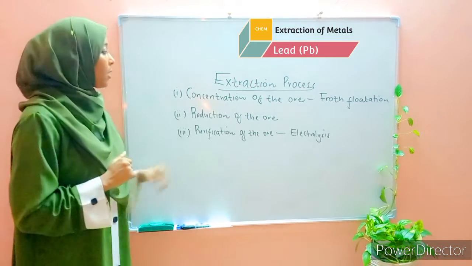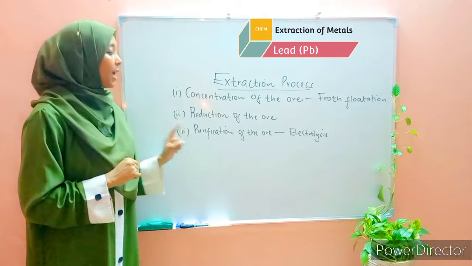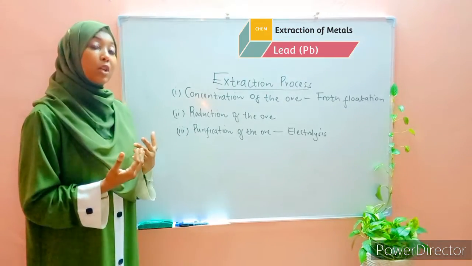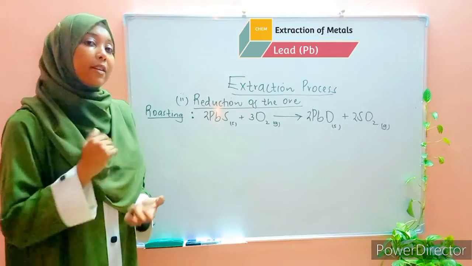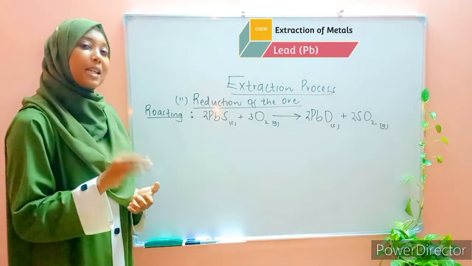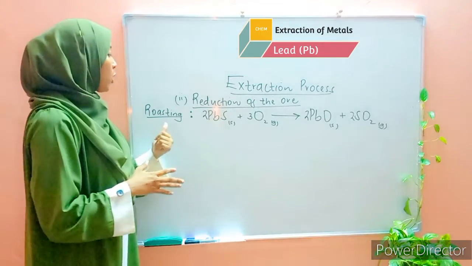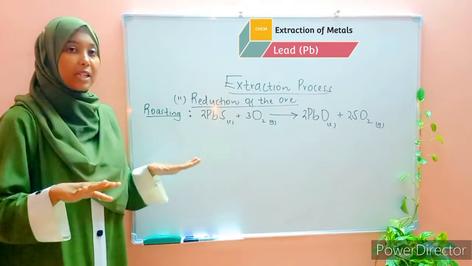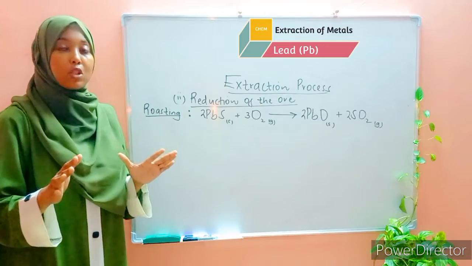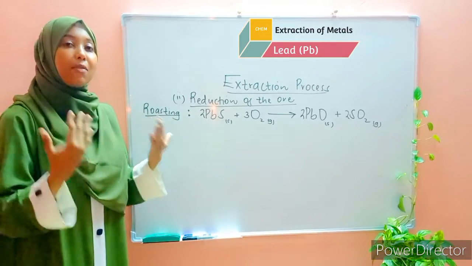For the next step, reduction of the ore, and the last step involves purification of the ore through the electrolytic method. Now in the reduction of the ore, what happens initially is roasting. Now when we talk about roasting, we simply mean heating the ore at very high temperatures and in the presence of oxygen. So this usually occurs in a furnace.